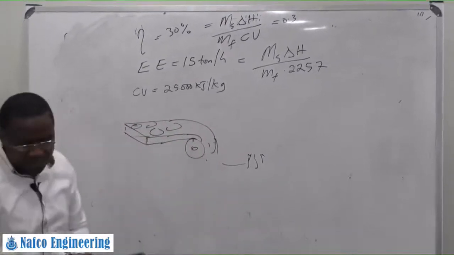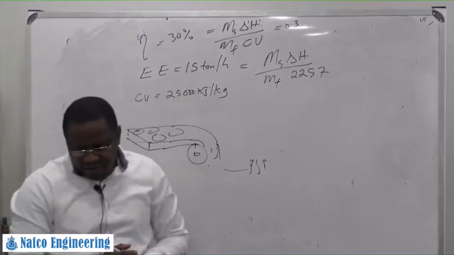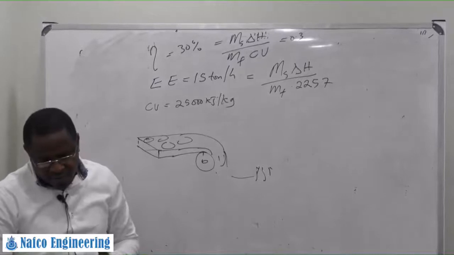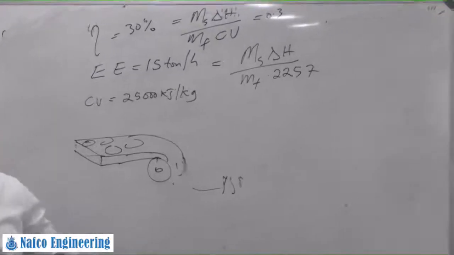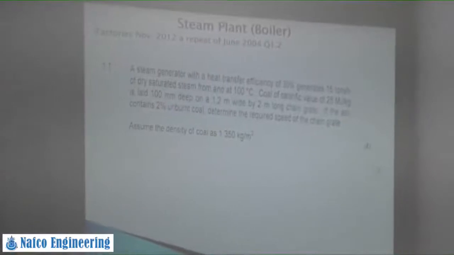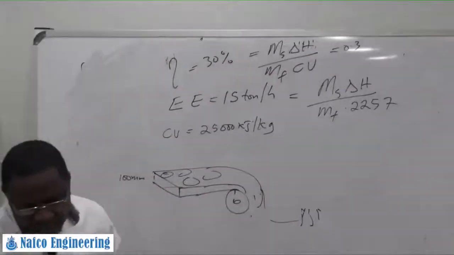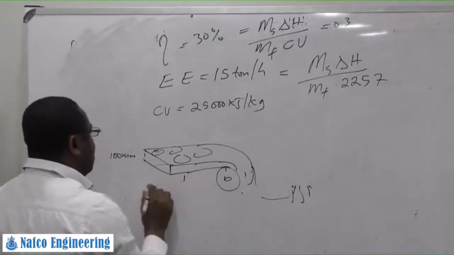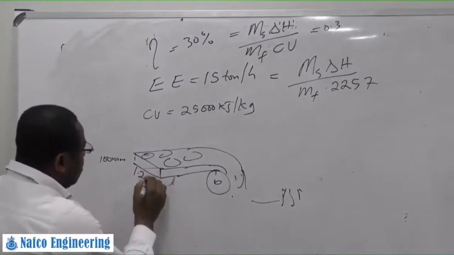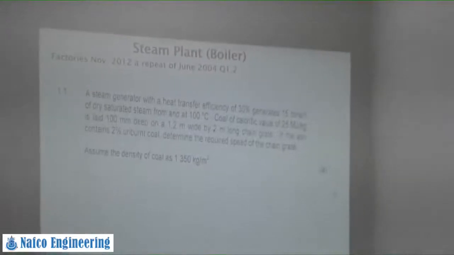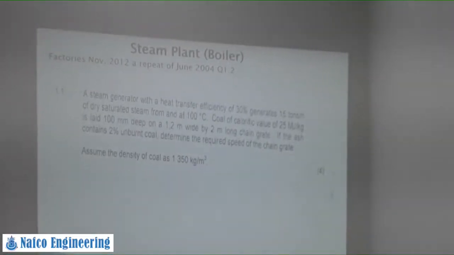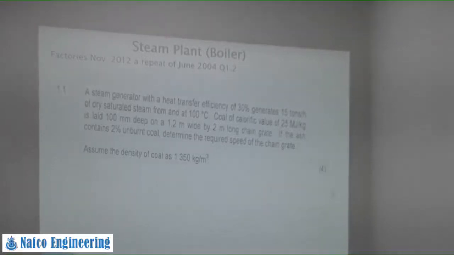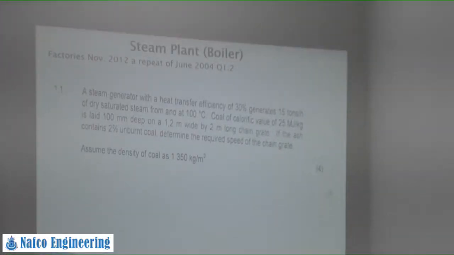Right. So now the chain grate is about 100 millimeter deep, and it's 1.2 meter wide, and 2 meter long. Now, if the ash contains 2% unburnt coal, determine the required speed of the chain grate.